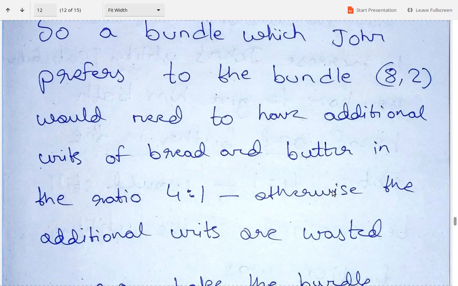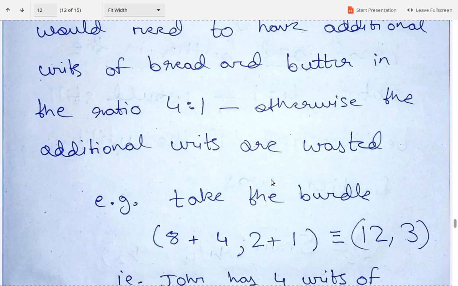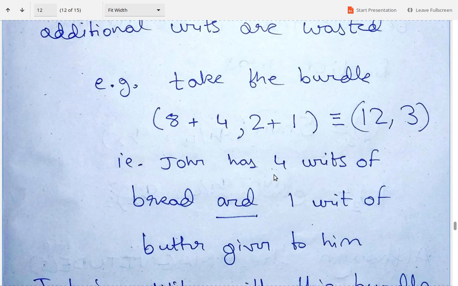So a bundle which John prefers to the bundle (8, 2) would need to have additional units of bread and butter in the ratio 4:1. Otherwise, as we just saw, the additional units are wasted. For example, take the bundle (8 plus 4, 2 plus 1). That is, John is given 4 units of bread and a unit of butter, so that he has 12 units of bread and 3 units of butter.